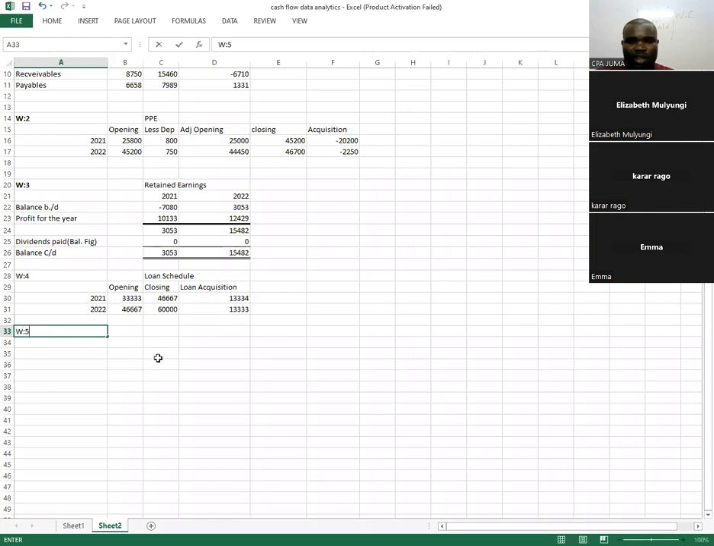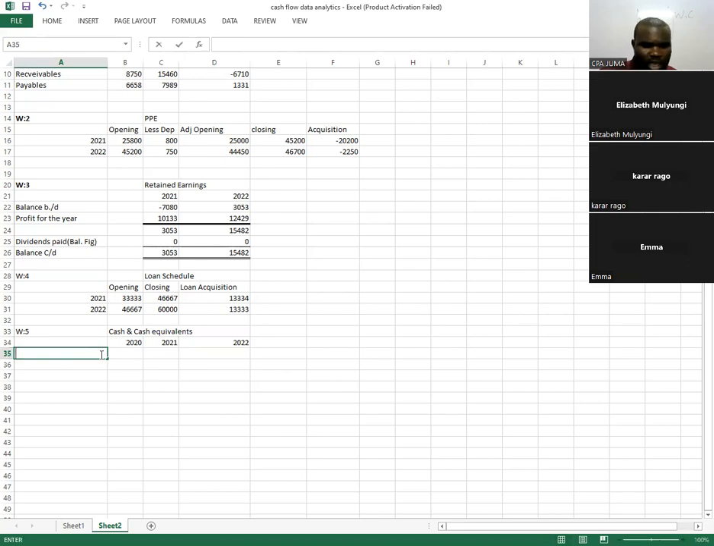is cash and cash equivalents. So you write here cash and cash equivalents. So we shall do 2021, 2022. No, that arrangement, leave it like this. 2020, 2021, 2022. We have to do all of them.